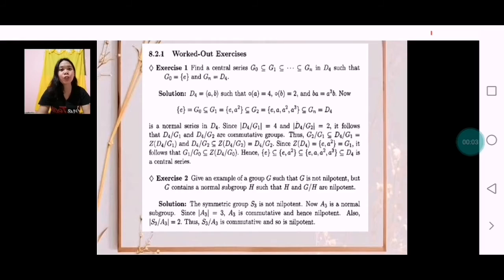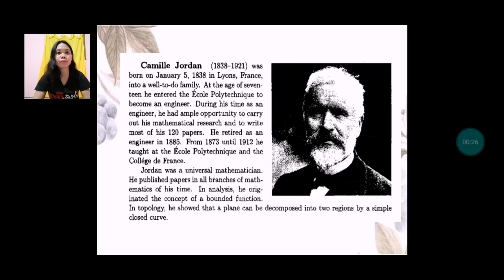Now we have already finished knowing some of the nilpotent theorems. Now let's move on to knowing the two mathematicians' personalities, which contributed a lot in mathematics. The first one, Camille Jordan. He was born on January 5, 1838 in Lyons, France, into a well-to-do family.